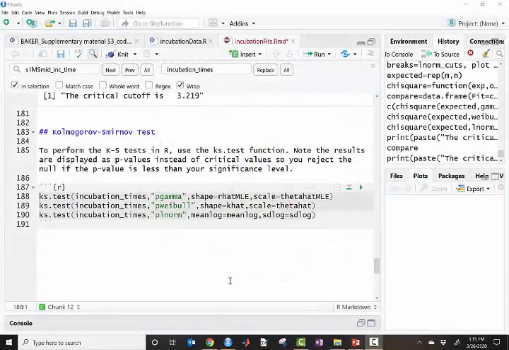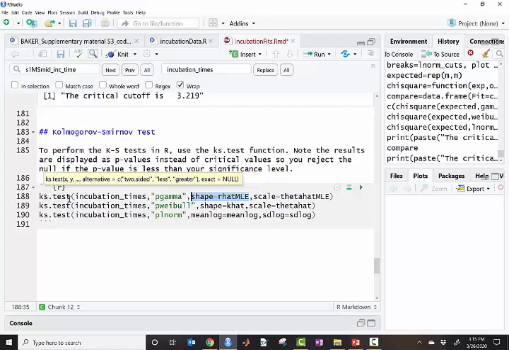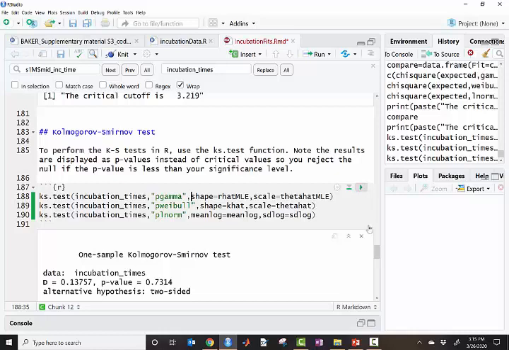R has a nice simple function that will perform the KS test for you, and it's called, very mysteriously, ks.test. The first two arguments are the data. So this is the data for which you want an empirical CDF, and then the distribution function you want to fit to that data, and any parameters that are involved in that distribution. So we're going to perform 3 separate Kolmogorov-Smirnov tests based on the gamma, the Weibull, and the lnorm function, the log normal.